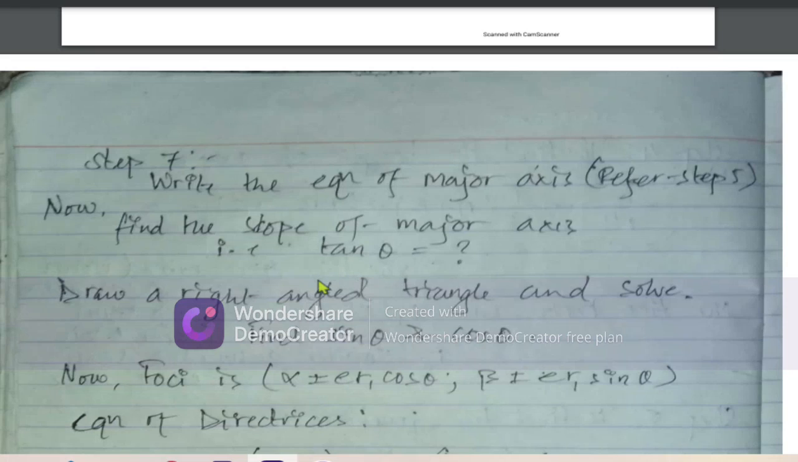As I discussed here, draw a right angle triangle and find sin theta and cos theta. Here it is. So now for the first, it is alpha plus or minus eccentricity r1 cos theta comma beta plus or minus eccentricity r1 sin theta, and by putting the value of this we can find c.